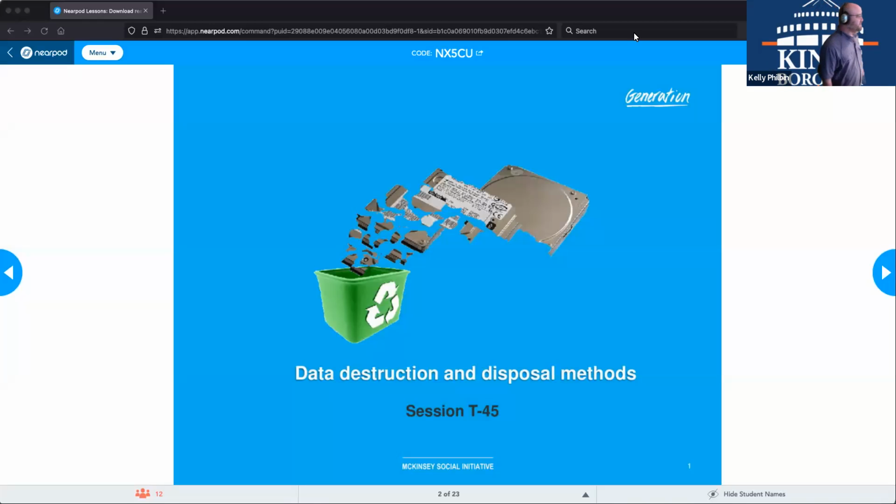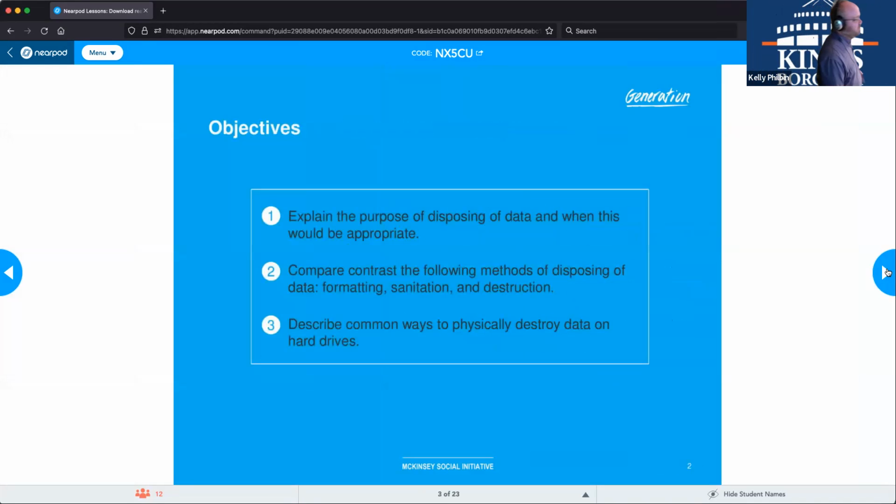All right, welcome to technical session number 45. We're going to be talking about data destruction and disposal methods. Kind of a fun one. We're going to be explaining the purpose of disposing data. Why would we do this? When is it appropriate? Are there any legal ramifications we need to be aware of?